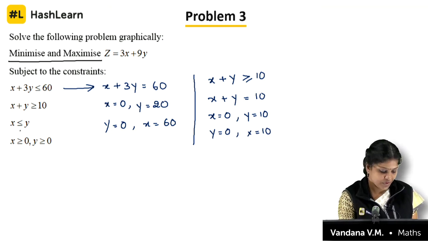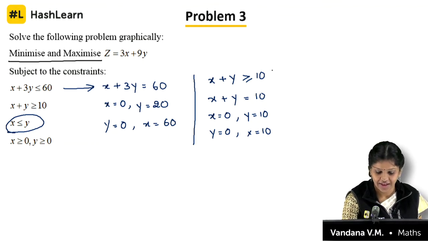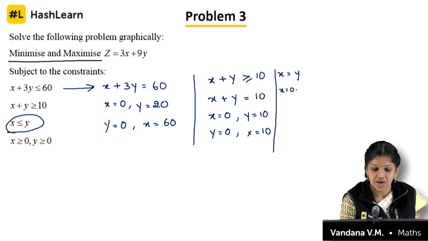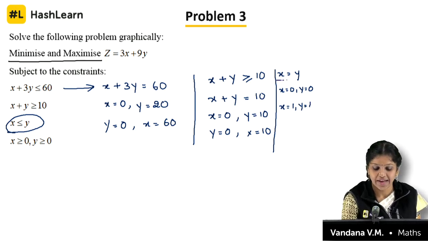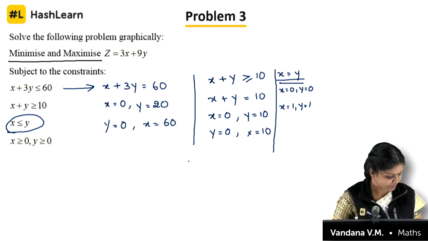Now here they gave one more constraint, that is x is equal to y. That means if I put x as 0, I will get y also 0. Thank you Vinayak. If I put x is equal to 1, y is equal to 1, like that. So obviously x is equal to y is passing through the origin, right? So let me draw the diagram.